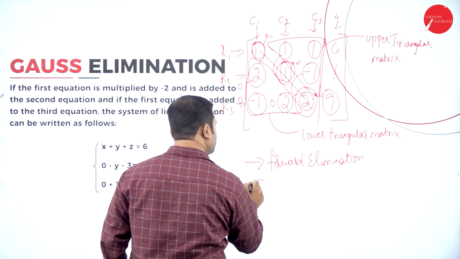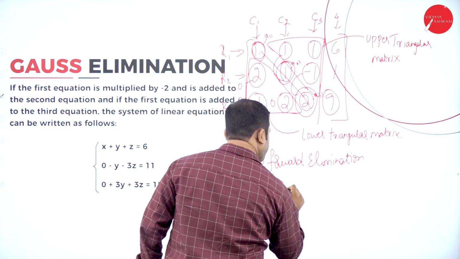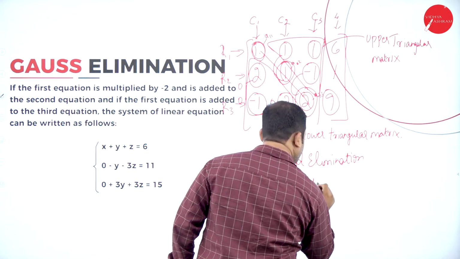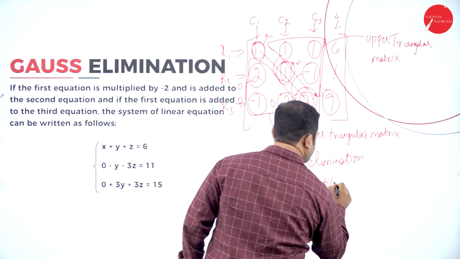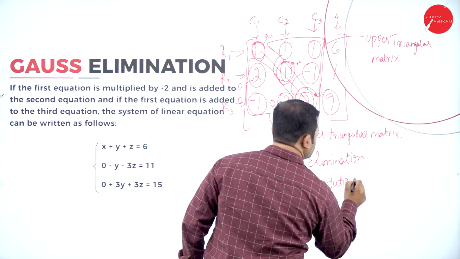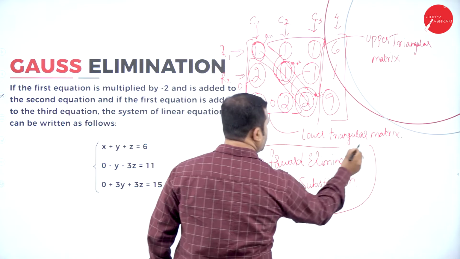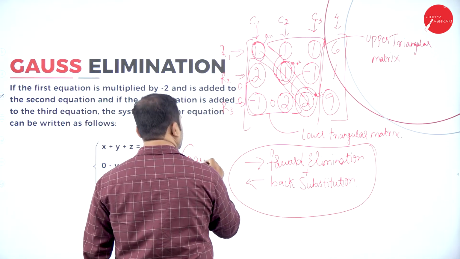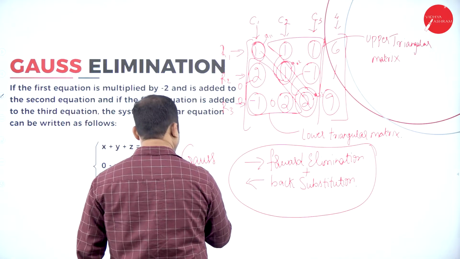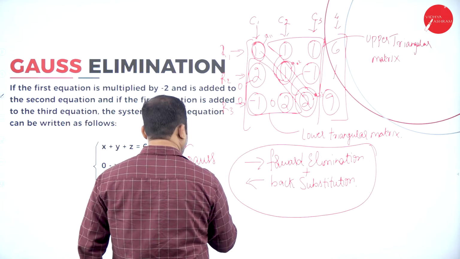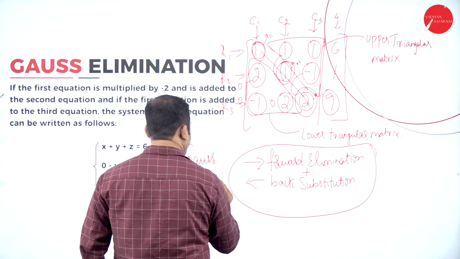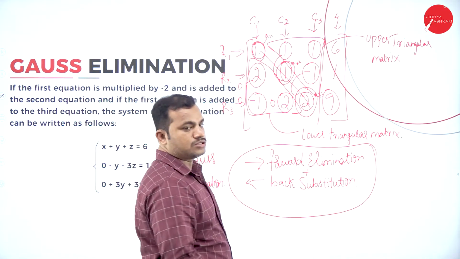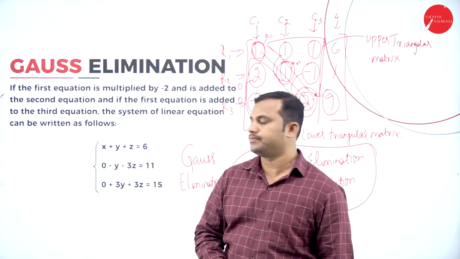And back substitution. So the combination of this forward elimination and back substitution together solves the Gauss elimination problem.